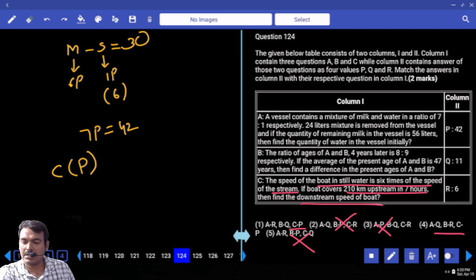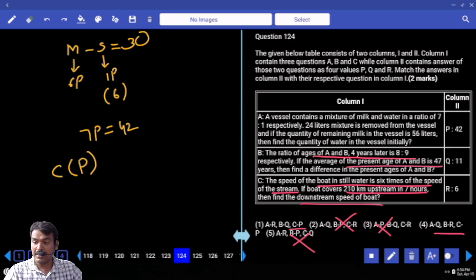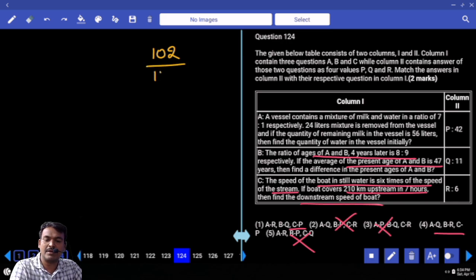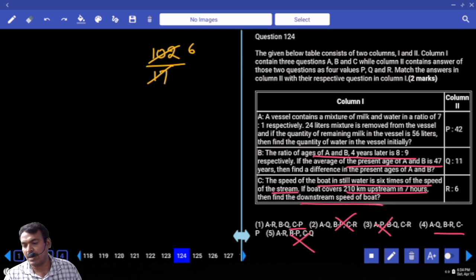In the first one, it is mixture and alligation. Second one, ages concept. Then ages are better. The ratio of the ages of A and B 4 years later is 8:9. The average present age of A and B is 47. Present average 47 means after 4 years average 51. After 4 years the sum, but after 4 years the sum of the parts is 17 parts. 17 times how many? 6 times. 1 part value is 6 years.